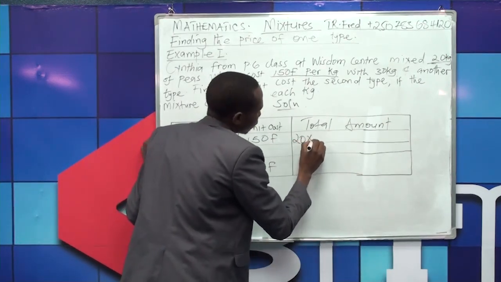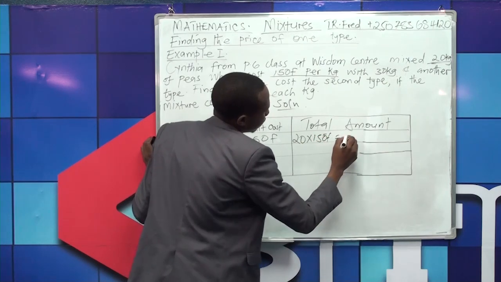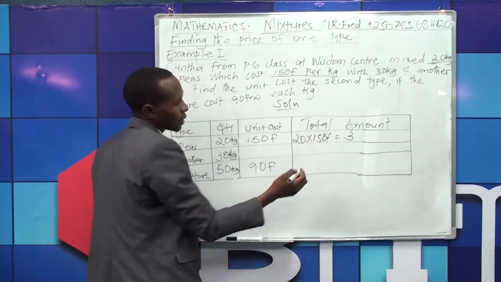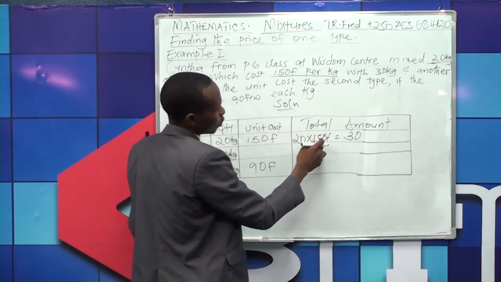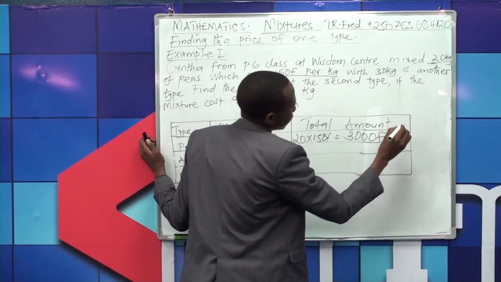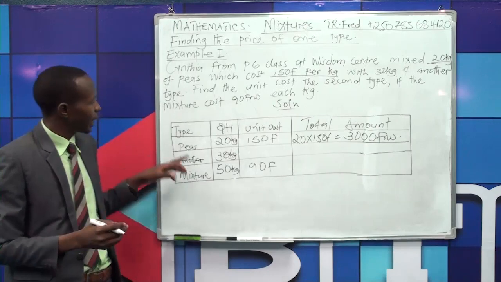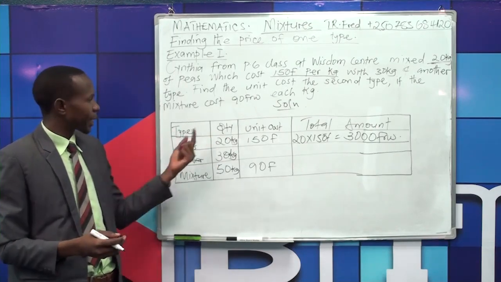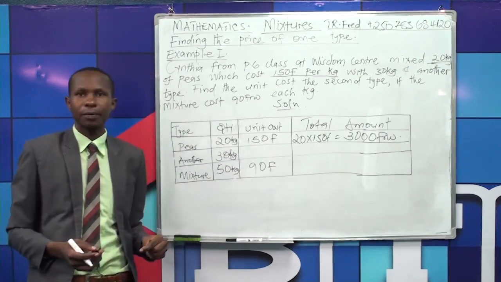So here we shall have 20 times 150 francs, which will give us 3. You'll get 2 times 15, that will give us 30. Then we count the number of zeros that are existing, 1, 2. So we shall have 3,000 francs. Now, if somebody needs only one type, and you are required to purchase 20 kilograms, somebody will spend 3,000.